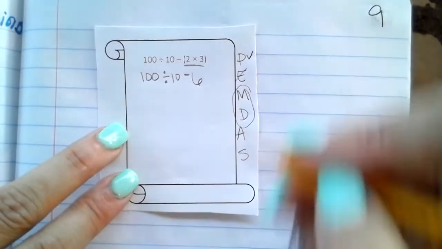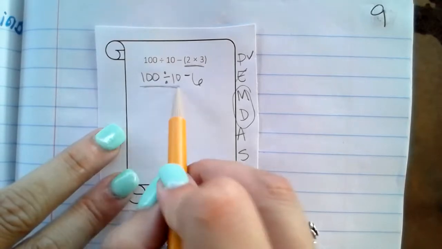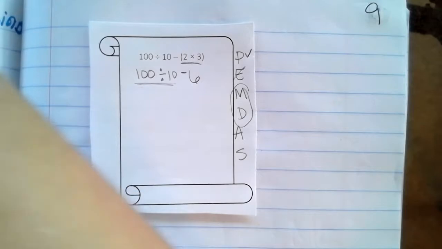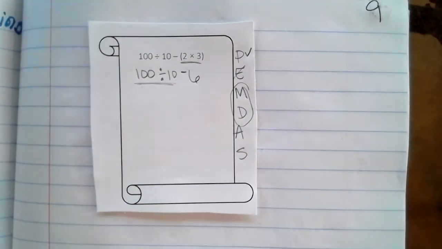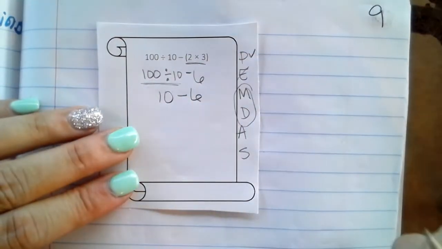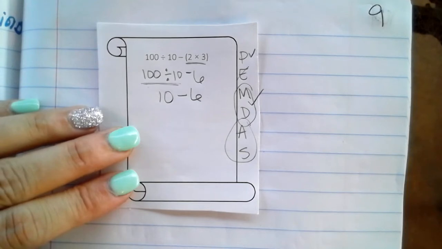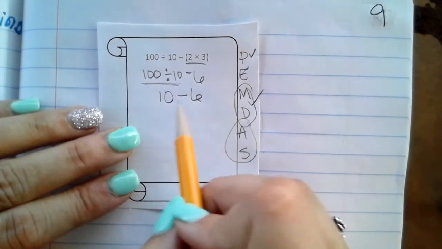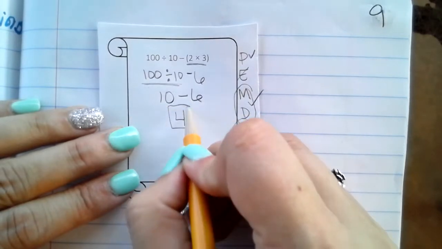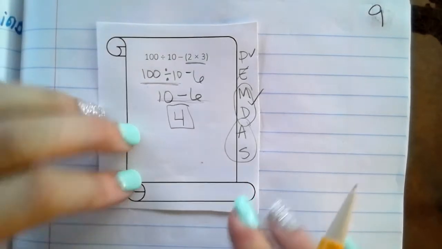Multiplication and division, whichever comes first, left to right. So right here I have division, so I'm going to underline that, so I know that's what I'm doing. 100 divided by 10 would give me 10. So I'm going to write 10, and then bring everything else down. So I'm done with my multiplication and division. Addition and subtraction, whichever comes first, left to right. So 10 minus 6 leaves me 4. I'm going to box my answer. Okay, so that's my last part that I did there. Very good.